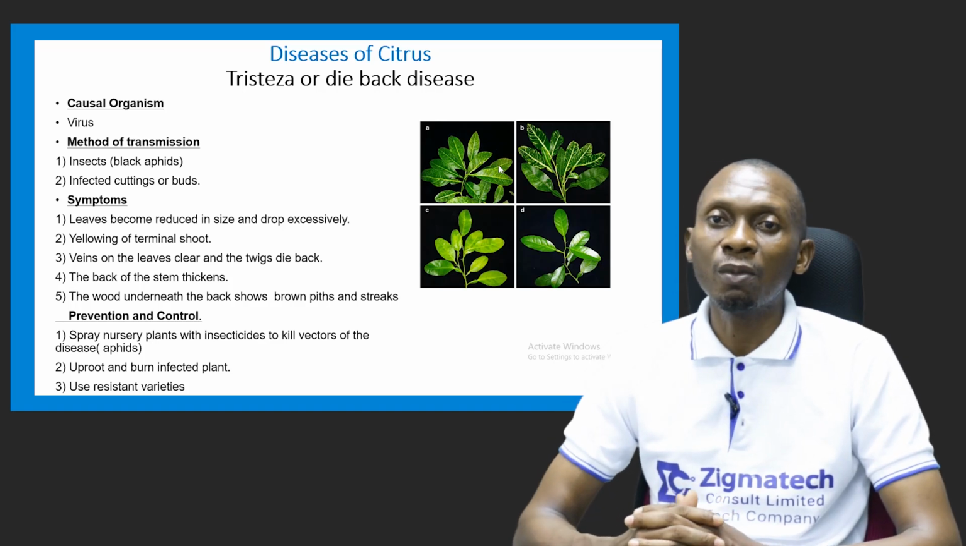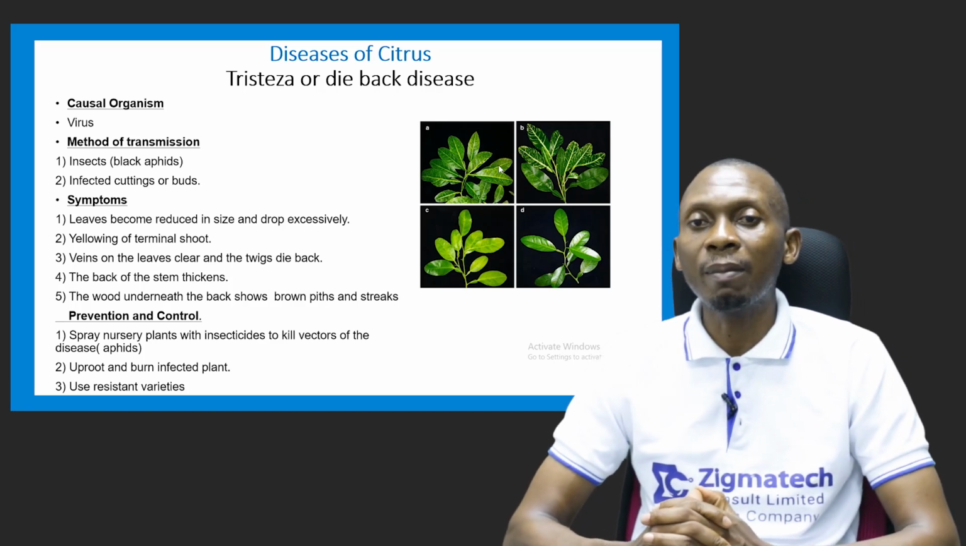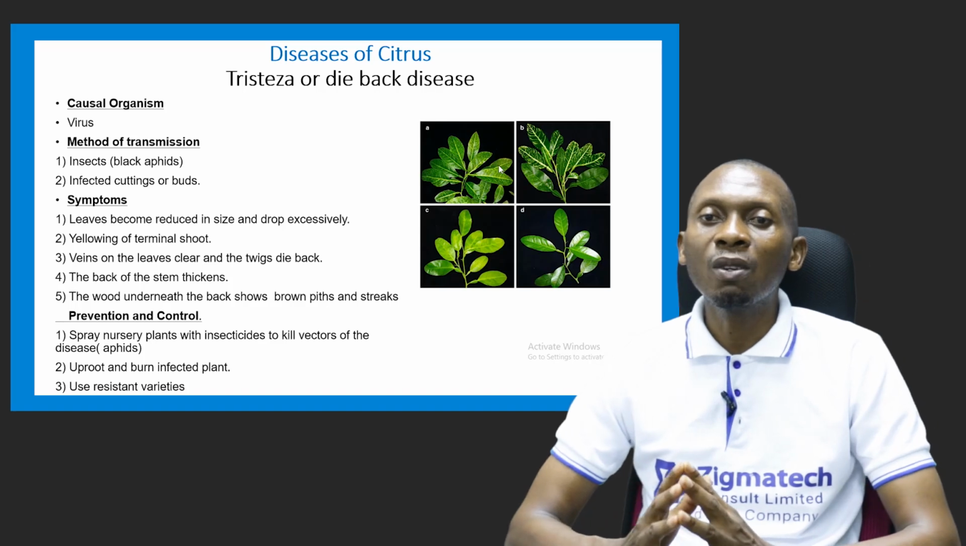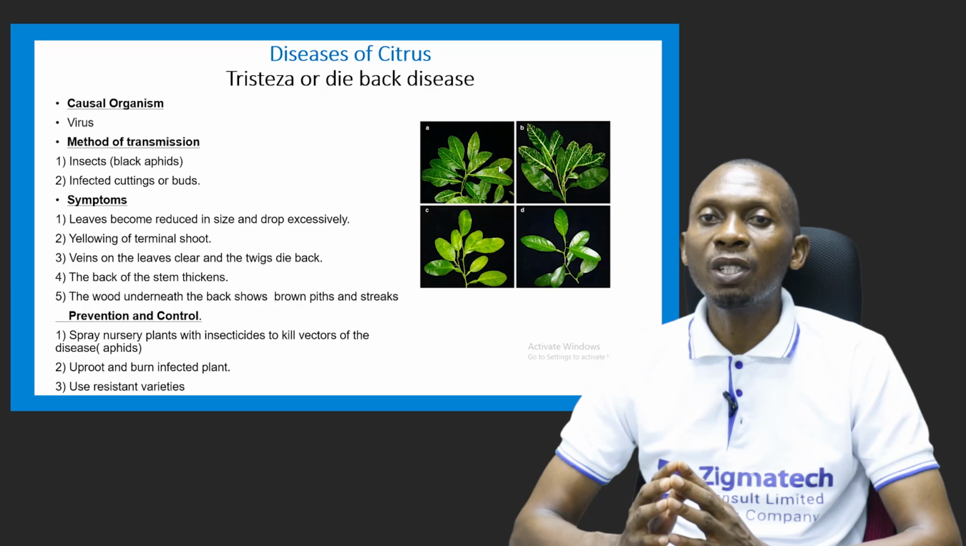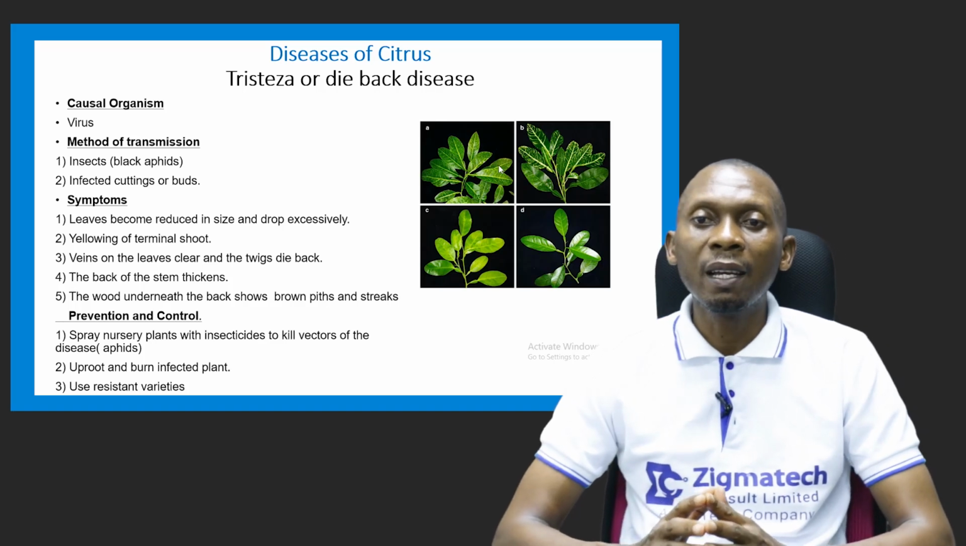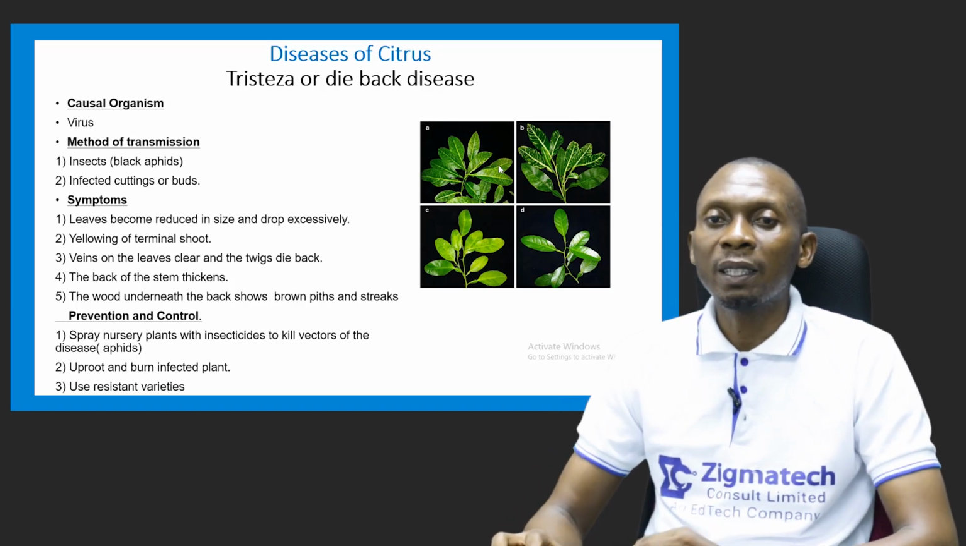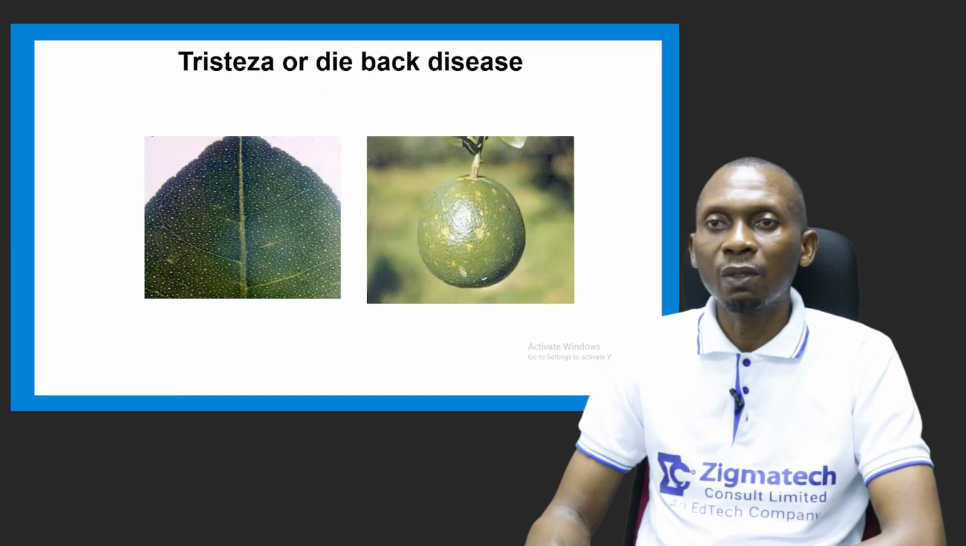These are the symptoms you observe in tristeza or dieback disease, and it's prevented and controlled by spraying the nursery plants with insecticides to kill the vectors, that's the black aphids, and you can also uproot and burn infected plants and use resistant varieties as well. So this is how tristeza looks, both on the leaves and the fruit.